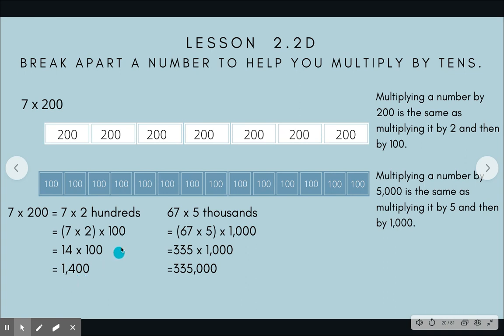Let's try this with a bigger number. And this time, let's multiply it by 5,000. So multiplying a number by 5,000 is the same as multiplying it by 5 and then by 1,000. So let's try this one.